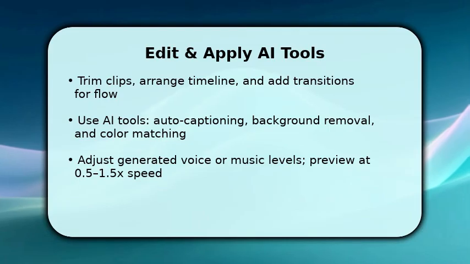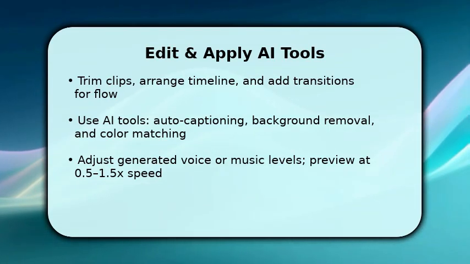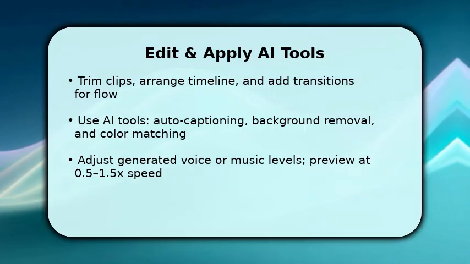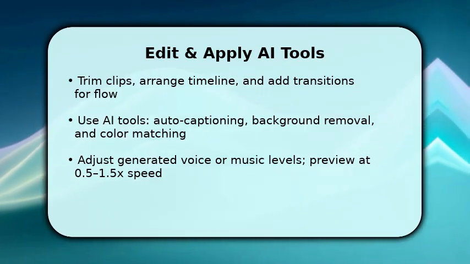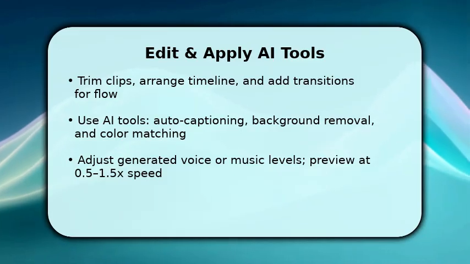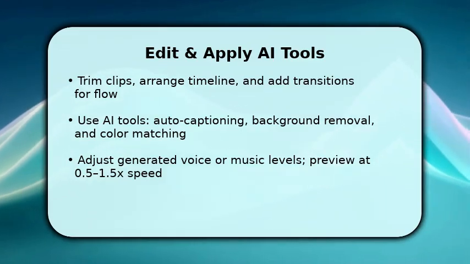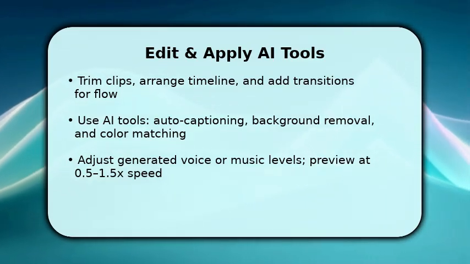You now edit on the timeline. Trim clips, reorder scenes, and insert transitions to shape your story, because structure matters for pacing. Next, apply AI features like automatic captions, background removal, and color matching. These speed up polish while keeping consistency.